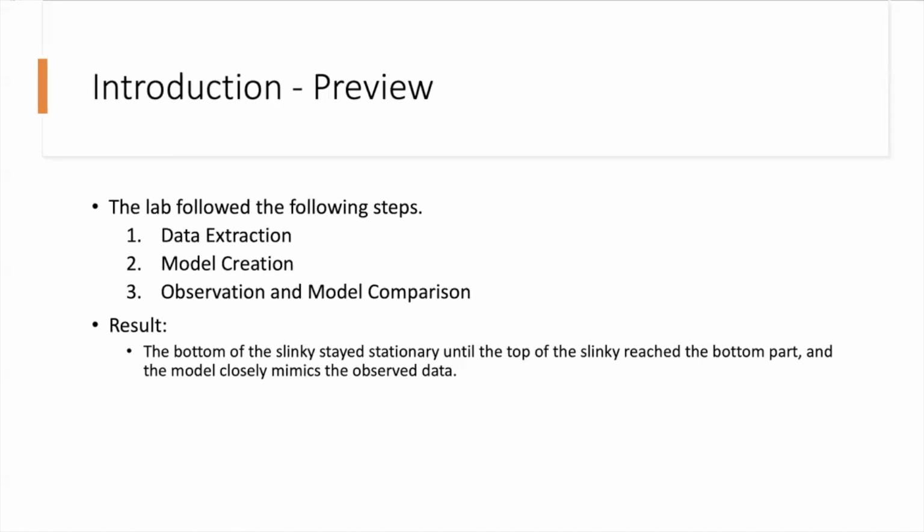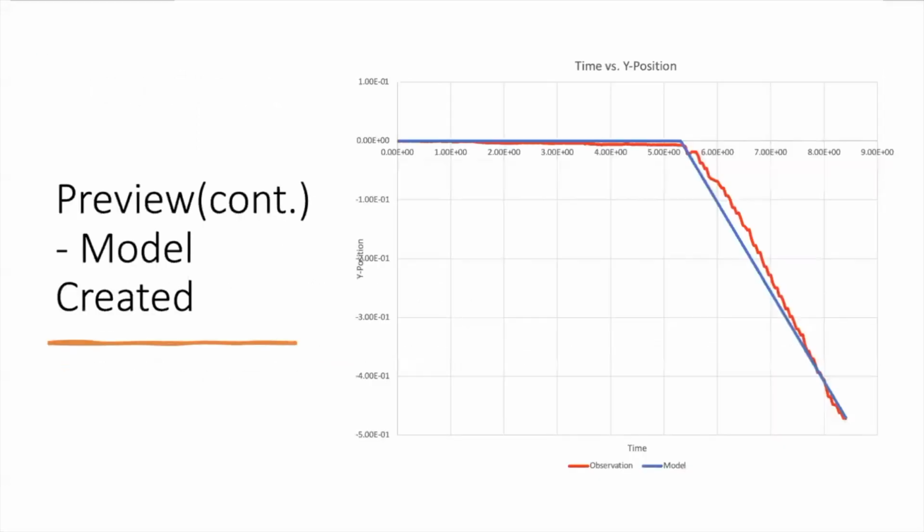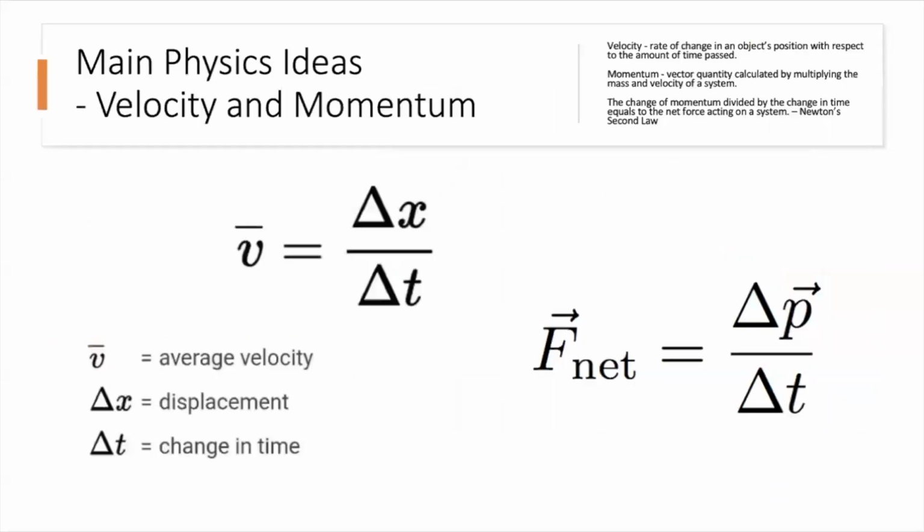comparison. The results show that the bottom of the slinky stayed stationary until the top of the slinky reached the bottom part, and the model closely mimics the observed data. Now to the model. This is the model created. The blue line represents the model, and the red line represents the observation.